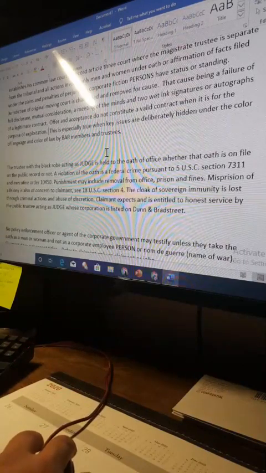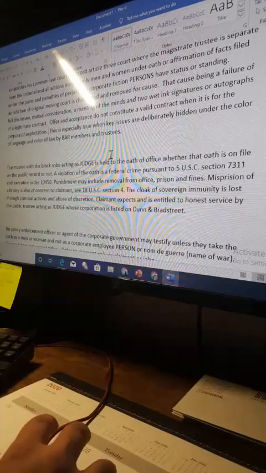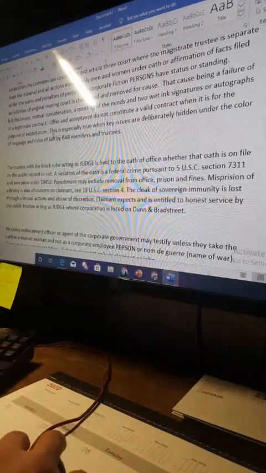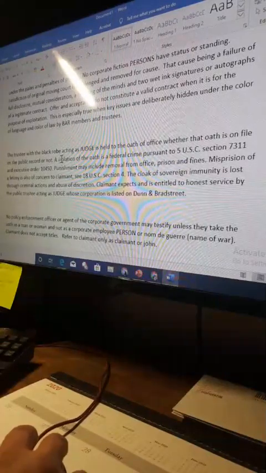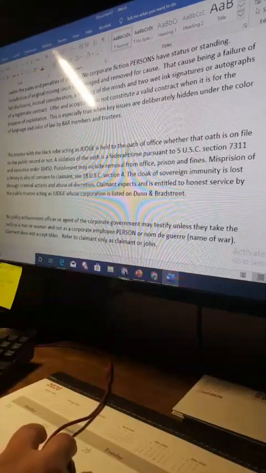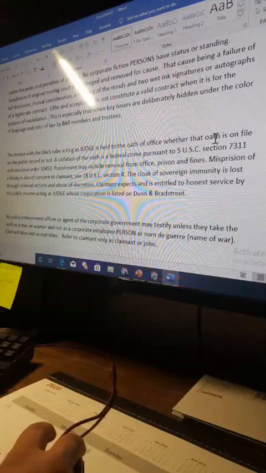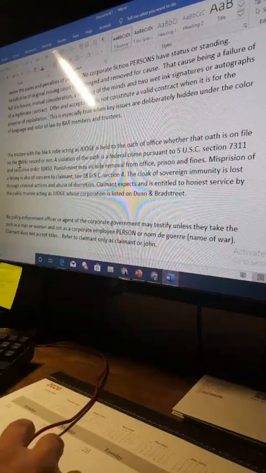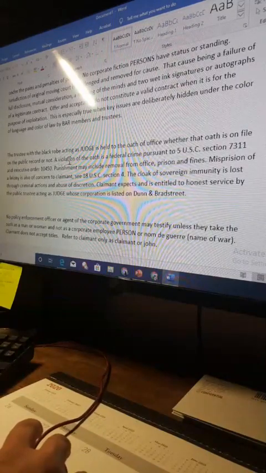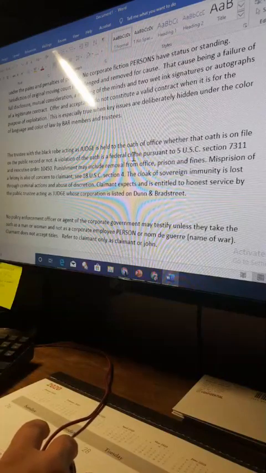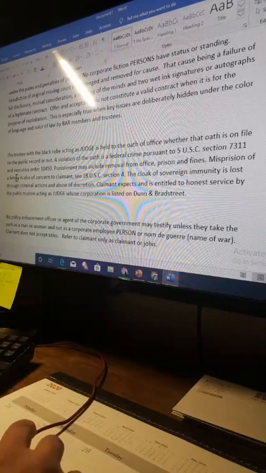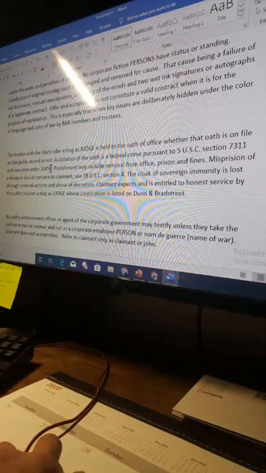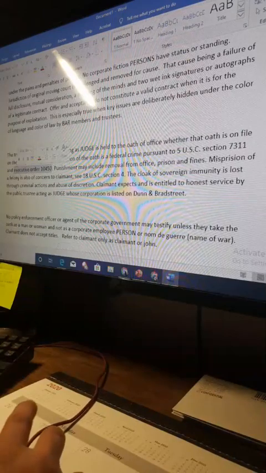yet you touch the burdens not with one of your own fingers, yet hinder the men who would willfully walk in from doing so. The trustee with the black robe acting as judge is held to the oath of office, whether that oath is on file on the public record or not. A violation of oath is a federal crime pursuant to Title 5 USC Section 7311 and Executive Order 10,450. Executive order is powerful here.